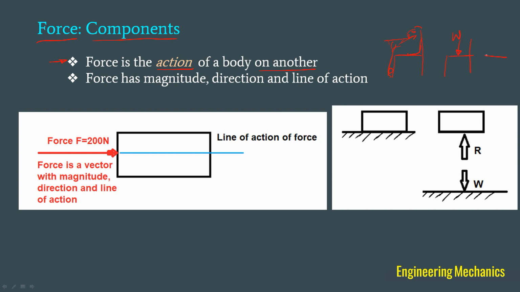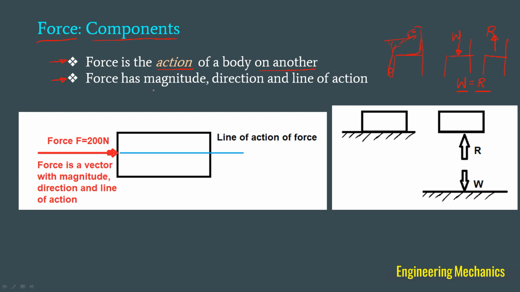Similarly, the chair can also exert a force onto the person sitting on it. So let us say, let's call that R. And of course later we are going to show that this W will be equal to R according to Newton's third law. Now, force is actually a vector.